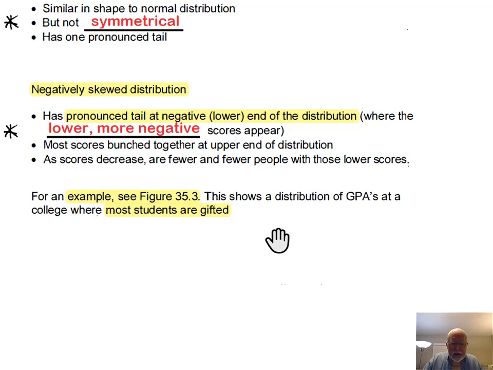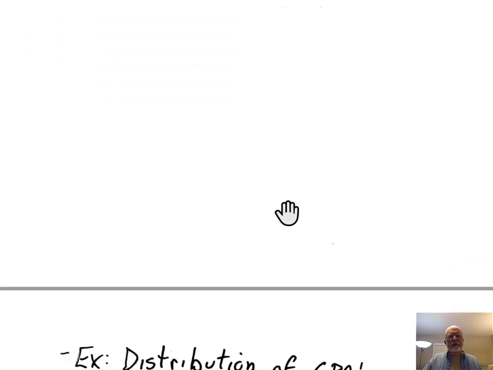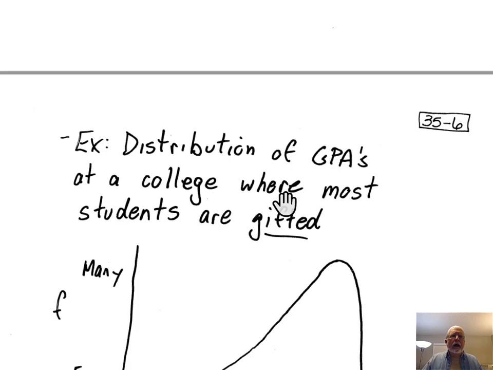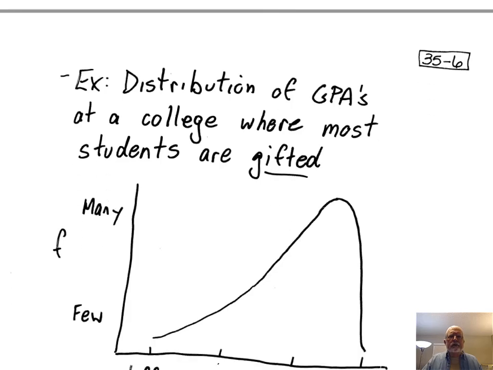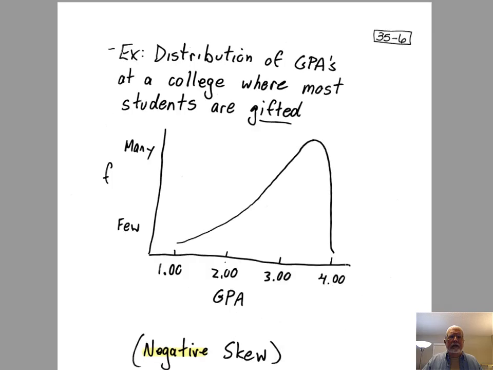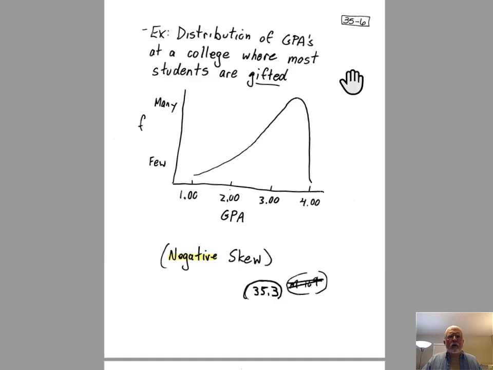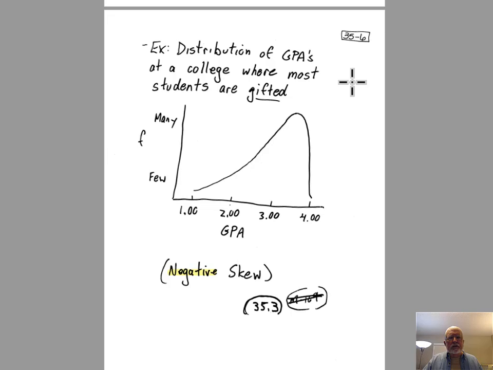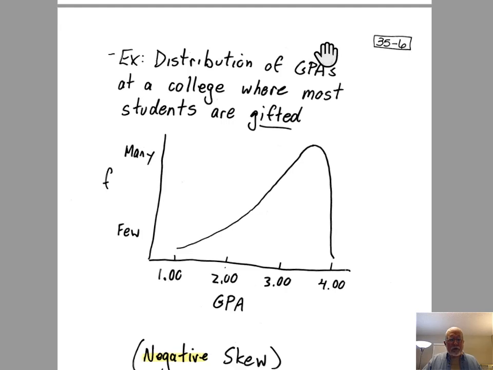For example, see the next figure. It's a distribution of grade point averages at a college where most of the students are gifted. What would a distribution of grade point averages look like at a college where most students are gifted? They have high levels of academic ability. For that sample of college students, you assess their grade point averages.